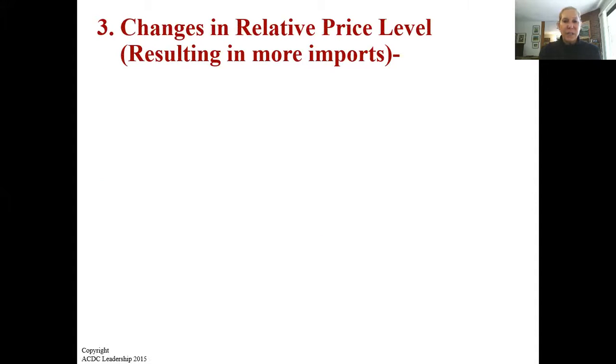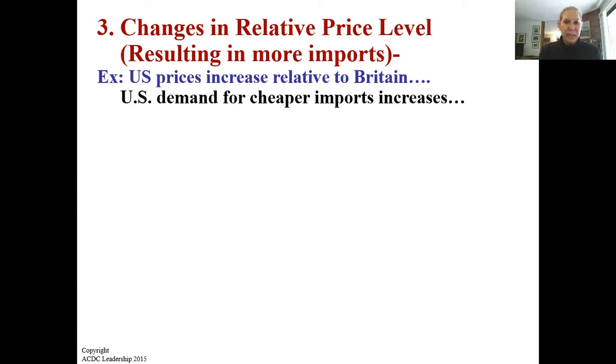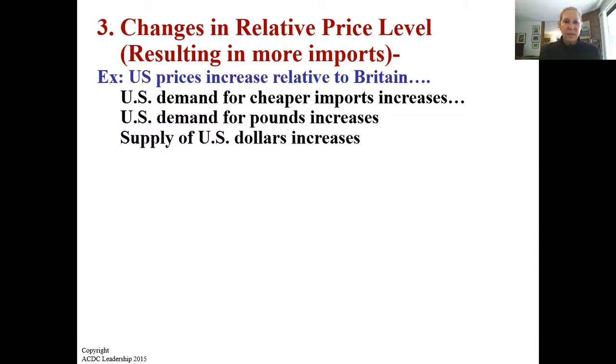Okay, moving on. The third shifter is changes in relative price level, resulting in more imports. For example, US prices increase relative to Britain. The US demand for cheaper imports increases. The US demand for pounds increases. The supply of US dollars increases. The pound ends up appreciating and the dollar depreciates.